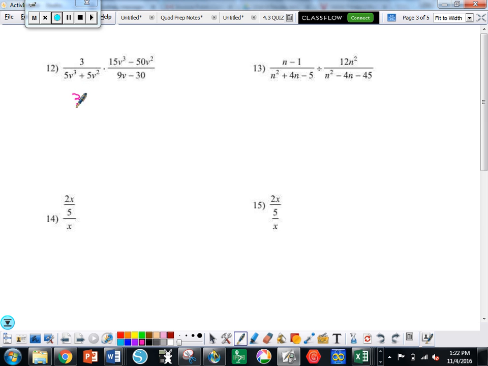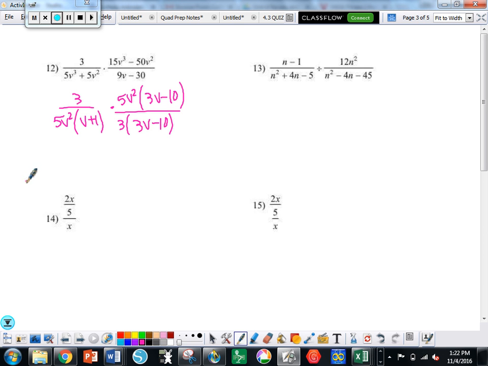So 3 over 5b squared times b plus 1 is that denominator. Do you agree? Yes. Times 5b squared times 3b minus 10. On the bottom, pull out a 3. You're left with 3b minus 10.